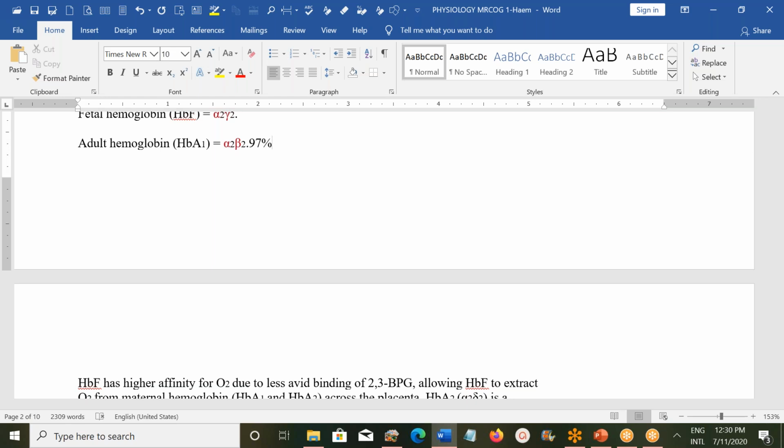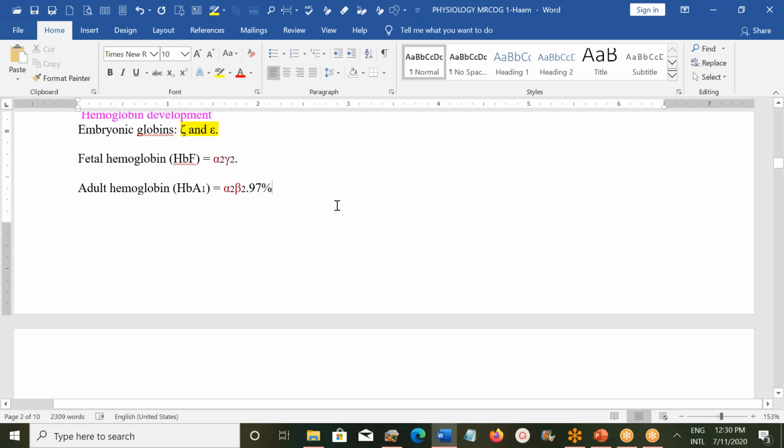Hemoglobin A2 has two alpha and two delta chains. It will be about 1.5 to 3%. Fetal hemoglobin can be found in the adult, but it will be less than 1%. That's why these numbers are important. I want you to remember these numbers because they can ask you in the exam.